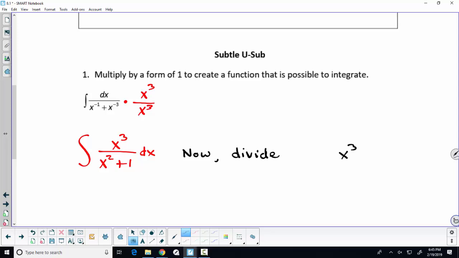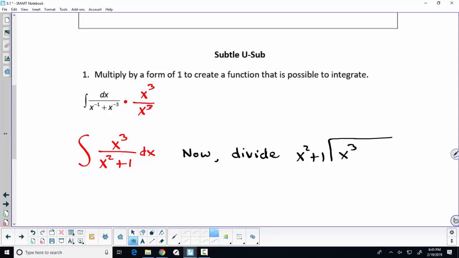So when we divide x cubed by x squared plus 1, what's the quotient going to be? What kind of function would the quotient be? Just x. Yeah, it's going to involve x. It's going to be a linear thing. So you remember how to do long division? I remember.